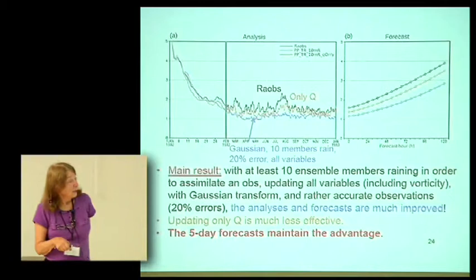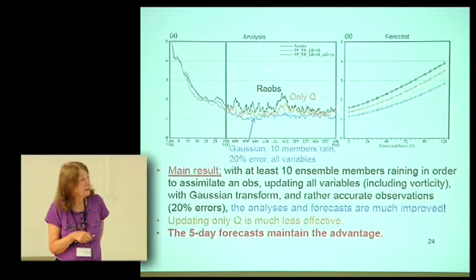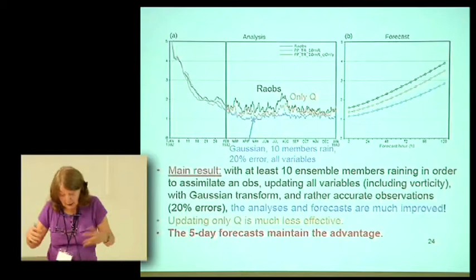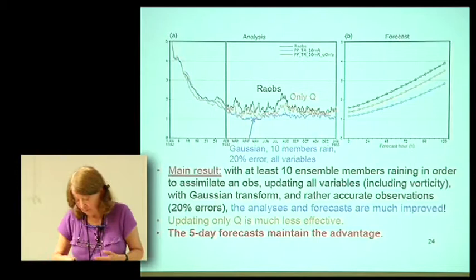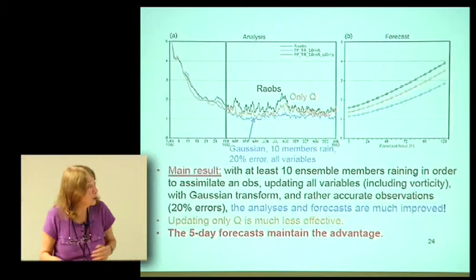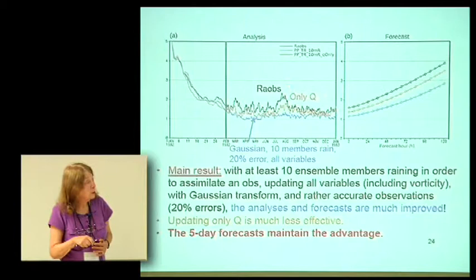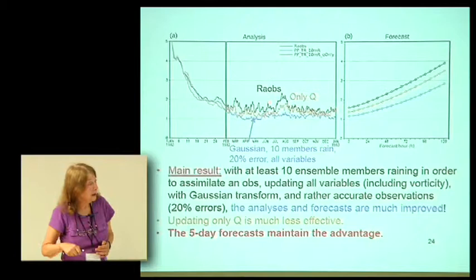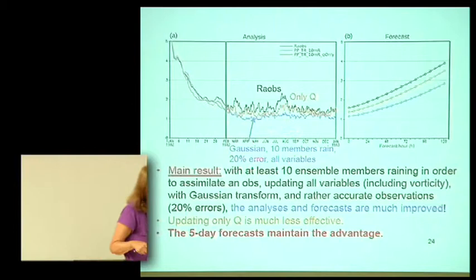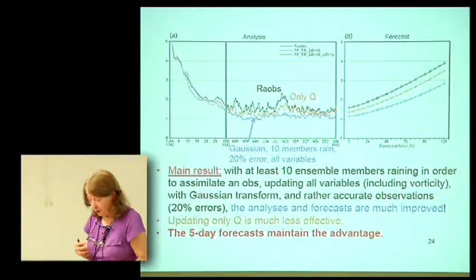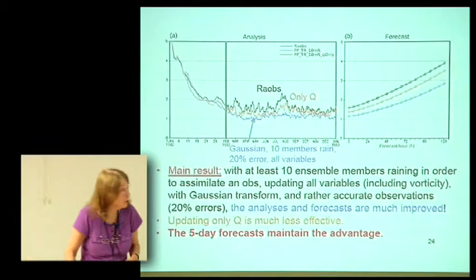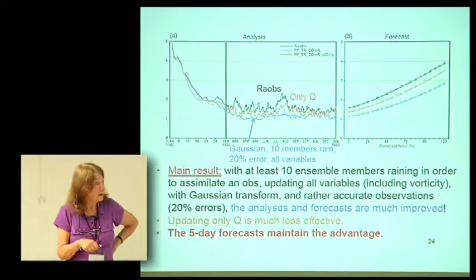And so we tried this, and we did experiments in which we assimilated only Raobs, and Raobs have UVT, the standard variables, zonal and meridional velocity, temperature, and moisture, and we got the black line which represents the error. Then we assimilated this Gaussian distribution. We didn't assimilate the original precipitation, but the transformed one. We transformed it both for the observations and the model, and applied LETKF, and we got this very large improvement.